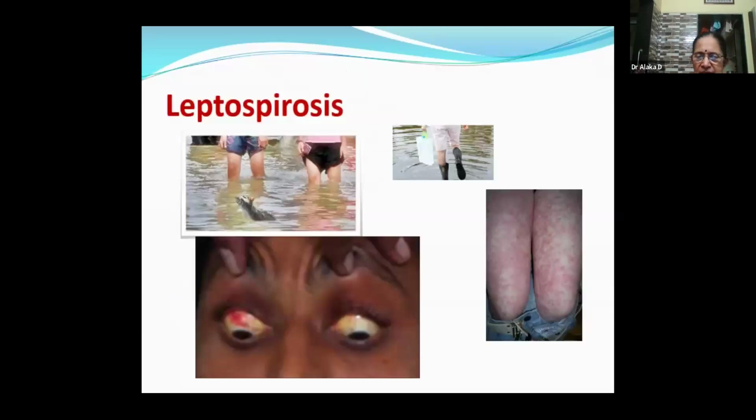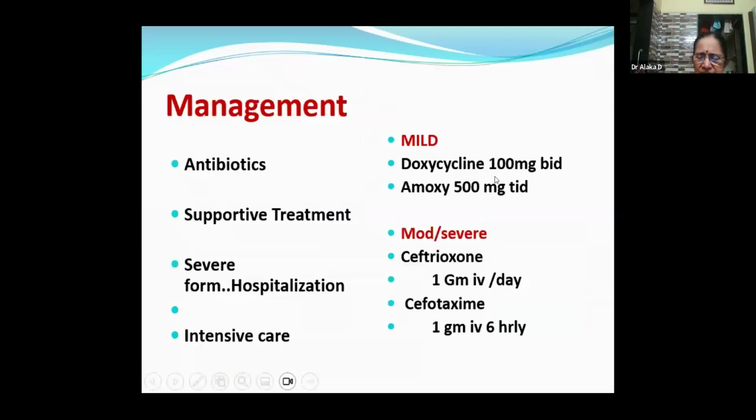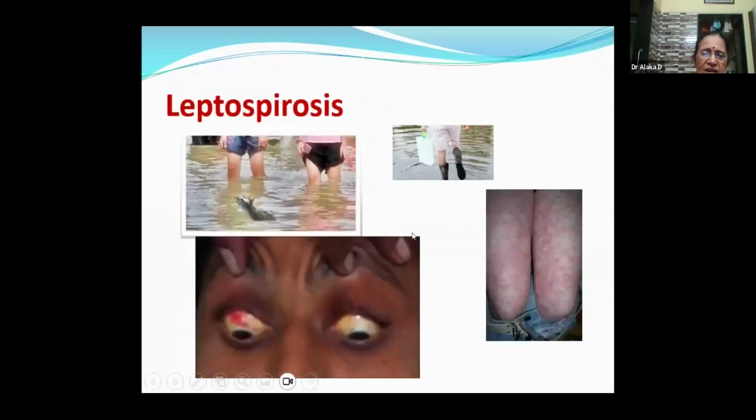See this waterlogging. Don't know how to raise this slide. Sorry. This is the subconjunctival hemorrhage, and this is the rash over the body. So one must use gumboots when walking through such water. If they are walking through this, naturally, see this rodent here, the dogs will be there, and the urine contaminated, the spirochetes can enter through the skin.